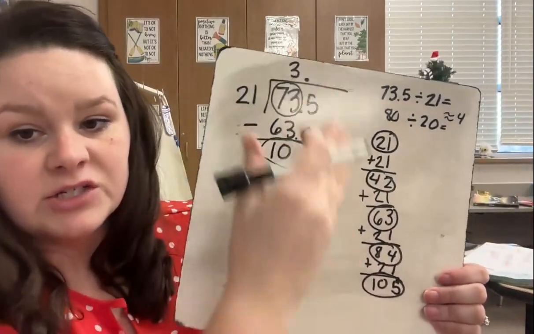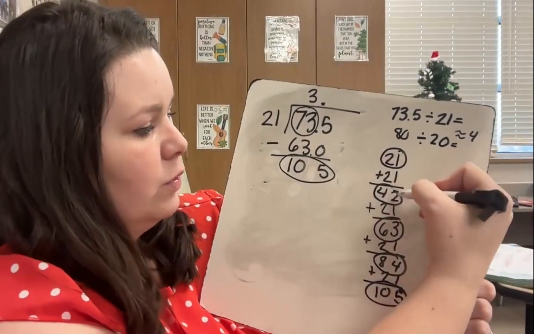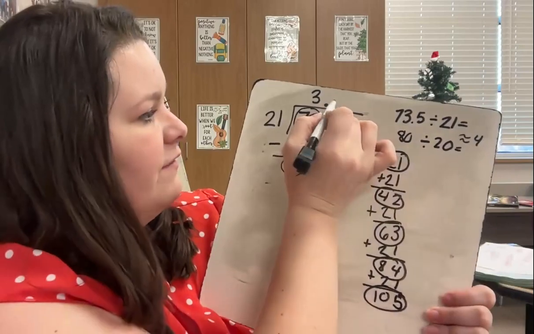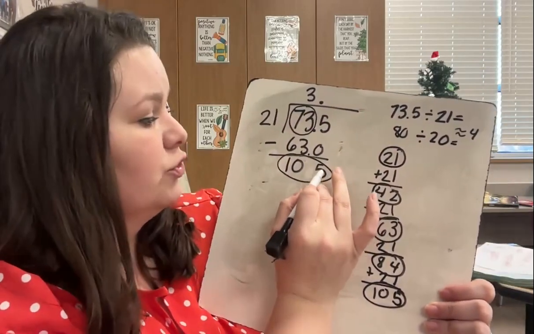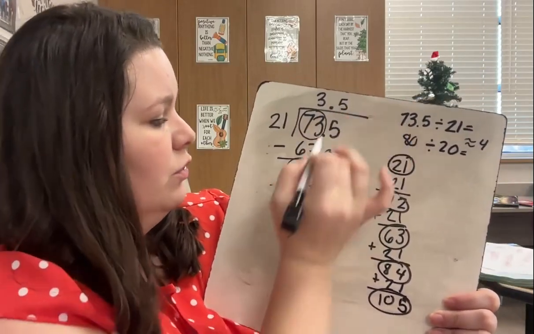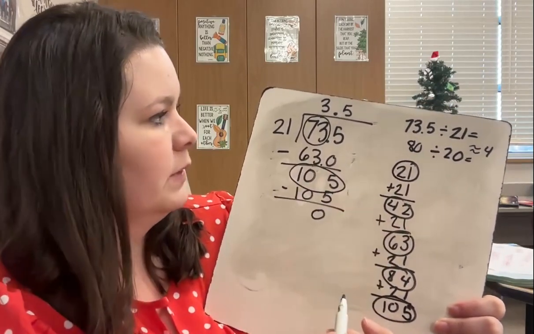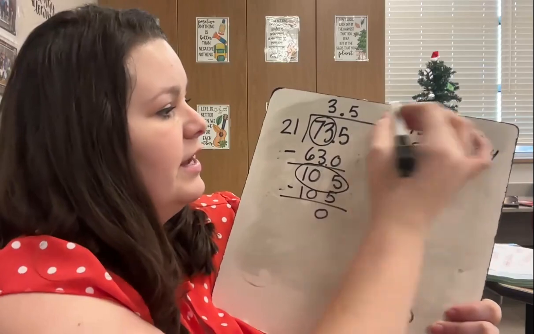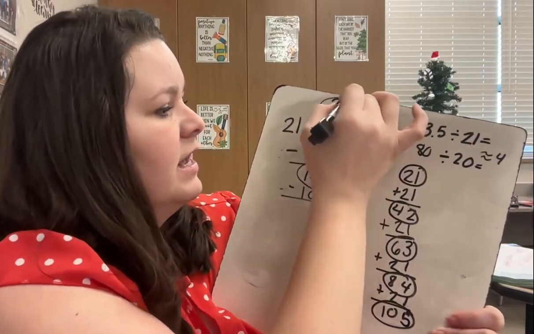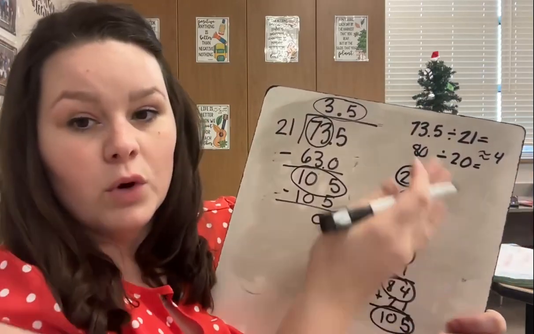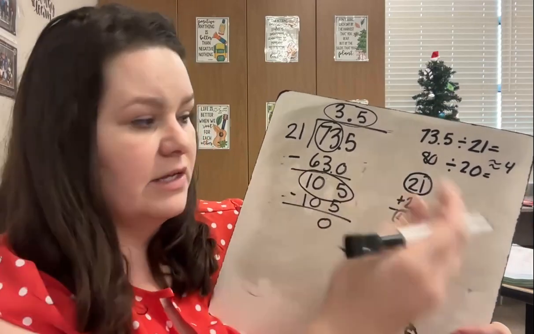So now I can count my circles to see how many times it goes. It goes 1, 2, 3, 4, 5 times evenly. So again, that 5 has to go directly above the last number I circled. And I subtract 105 and I'm left with none. So my quotient is 3 and 5/10. And again, I said it would be approximately 4, so it is really close to our original estimate.